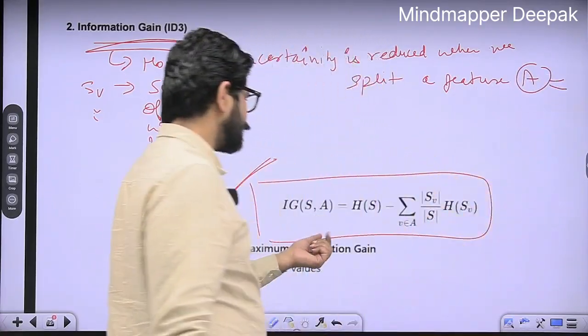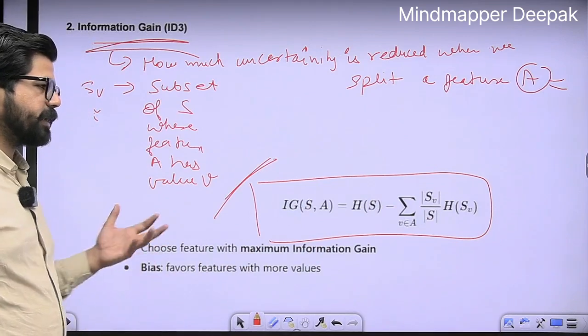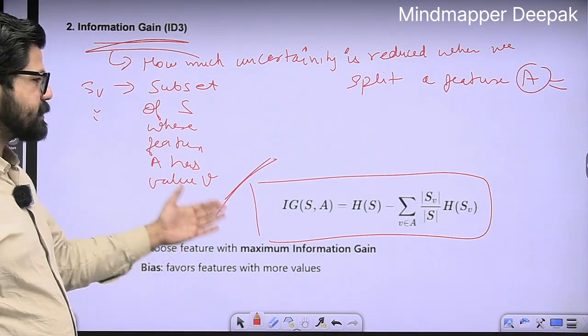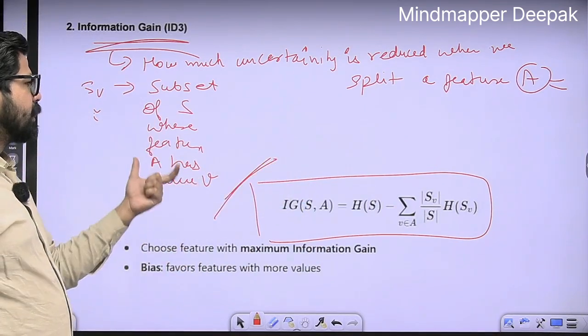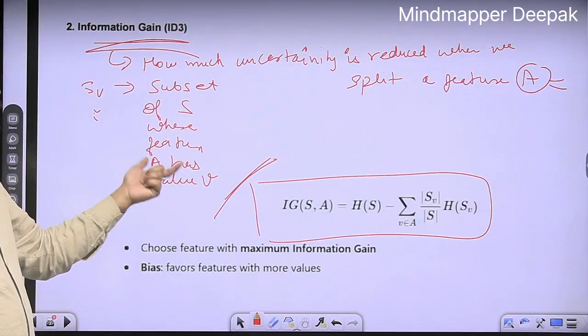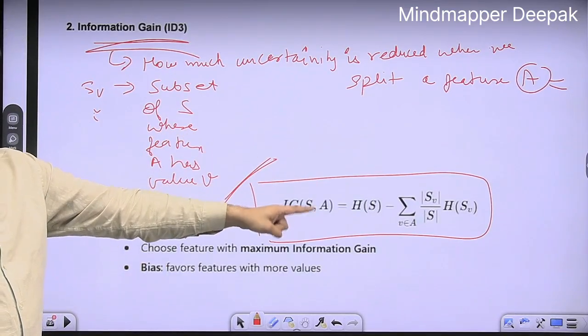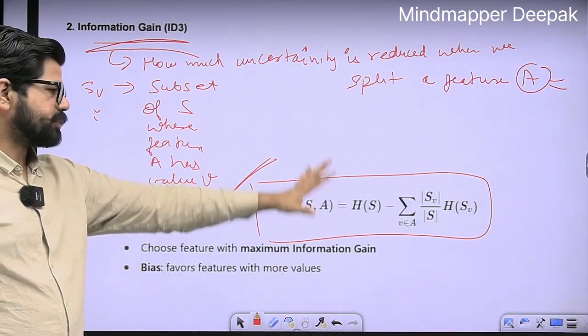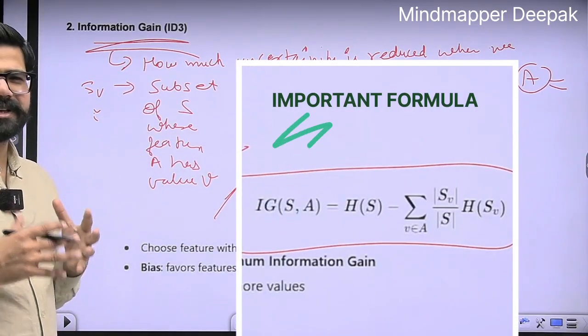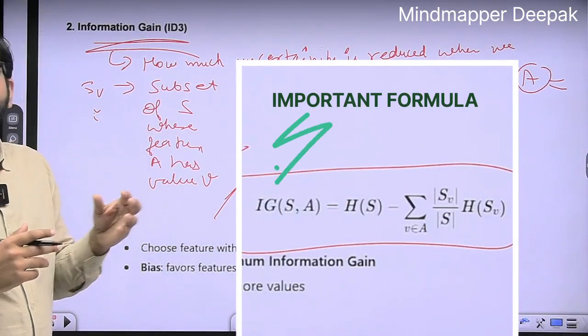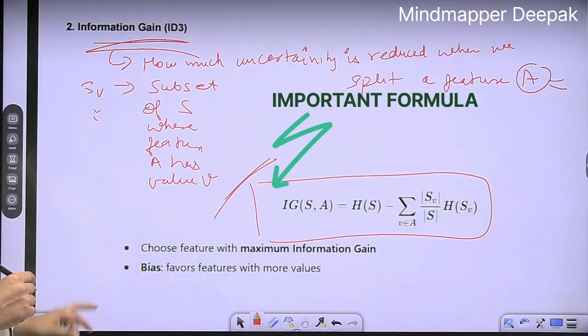So A is the feature, and we have the current data set. In this current data set, S_V is the subset where feature A has the value V, and then the entropy of that particular subset. This is the information gain. So from its name itself, information gain: how much information you have gained can lie in this particular segment.